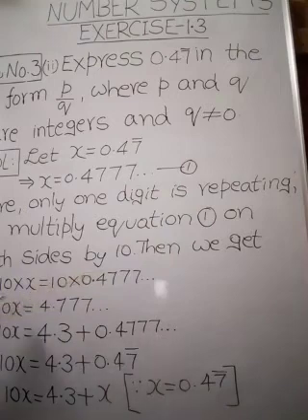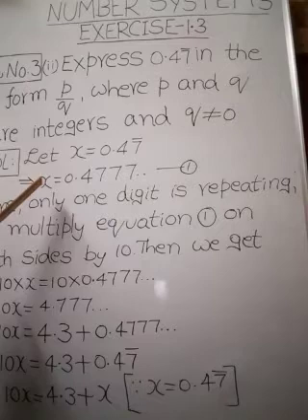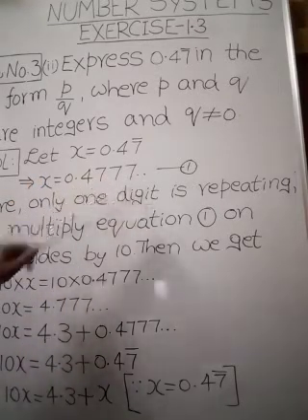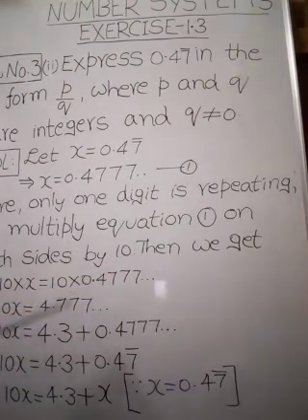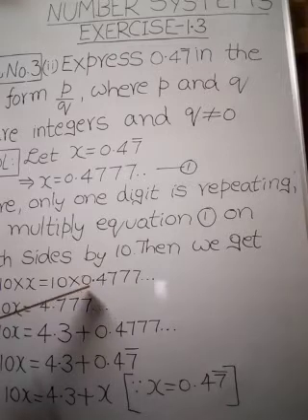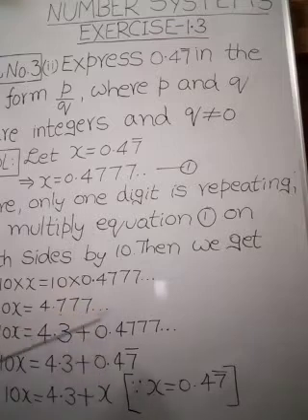Then we get, on both sides we are multiplying by 10. So 10 into x is equal to 10 into 0.477 and so on. Understood this step, my dear children? This implies 10x is equal to, as I told you previously, if you multiply by 10, we have to move the decimal point one place towards the right side. So we get 4.777 and so on. Understood, my dear children?